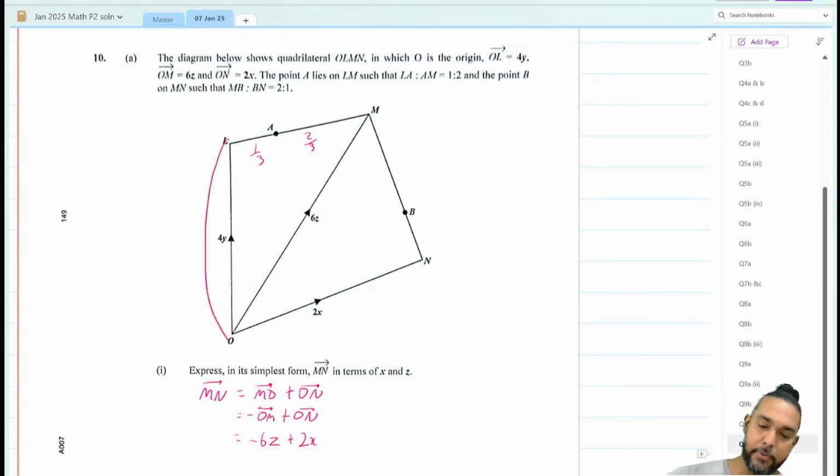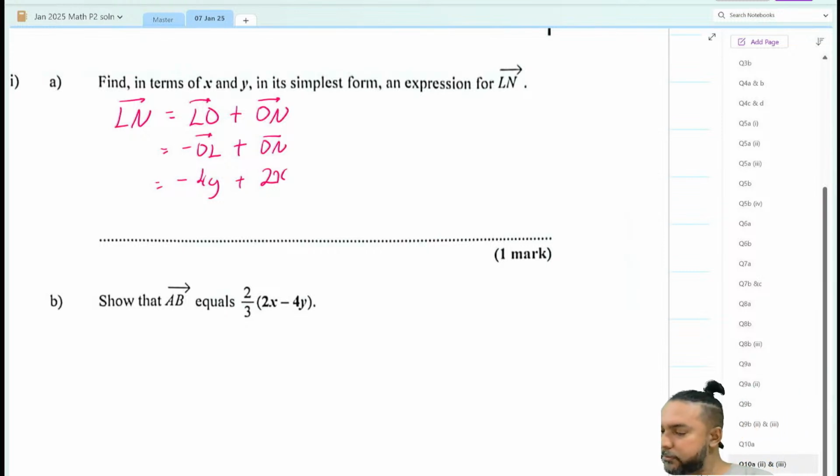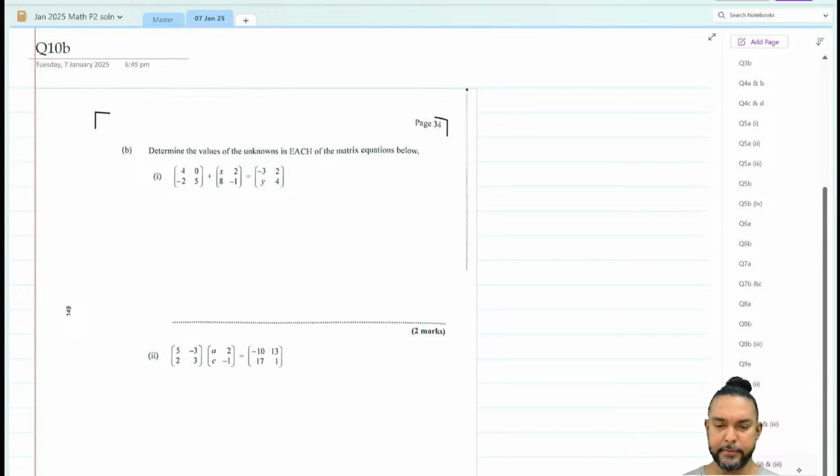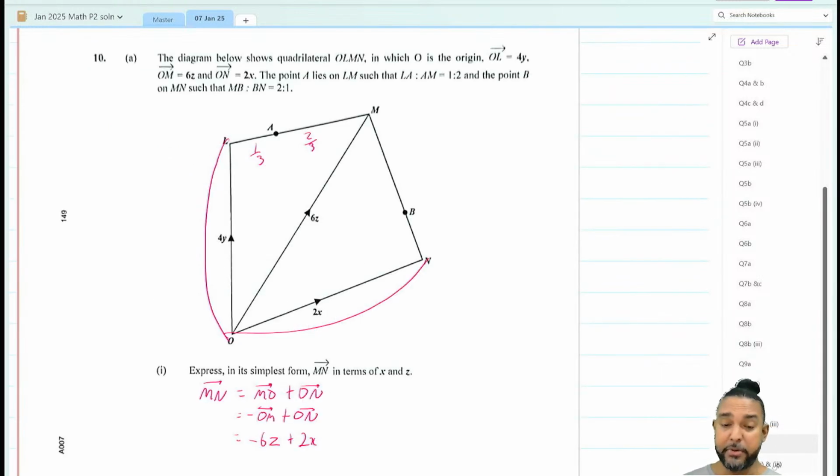So that's minus 4y plus 2x. Show that AB is equal to 2/3 of 2x minus 4y. Oh, sorry, I went on the wrong page. What are we trying to find, sorry?